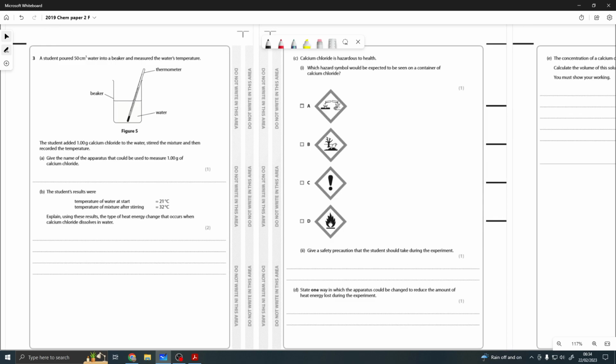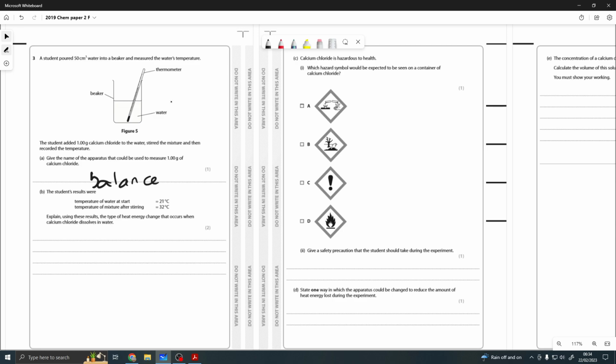Right, question 3. A student poured water into a beaker and measured the water's temperature. Look, there's a picture of a beaker. The student added 1 gram of calcium chloride to the water, stirred the mixture and then recorded the temperature. Give the name of the apparatus that could be used to measure 1.00 grams of calcium chloride. Remember, we use the word balance in science, don't we? It's a balance. There we go.